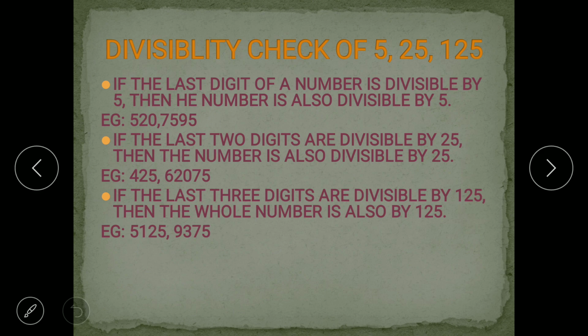Next, similarly, in case of 5, 25 and 125: if the last one digit is divisible by 5, the total number is also divisible by 5. If the last two digits are divisible by 25, then the number is also divisible by 25. If the last three digits are divisible by 125, then the whole number is also divisible by 125.